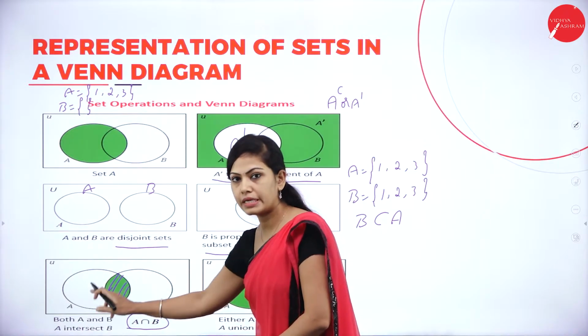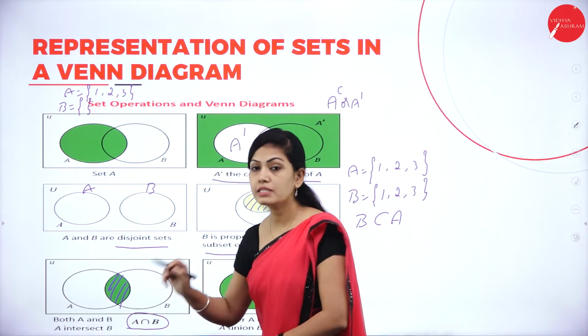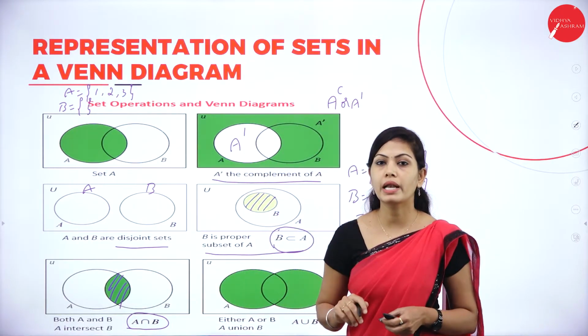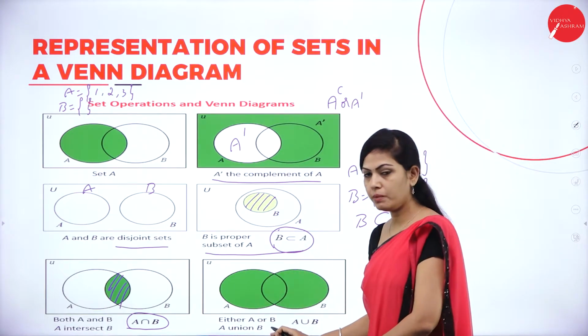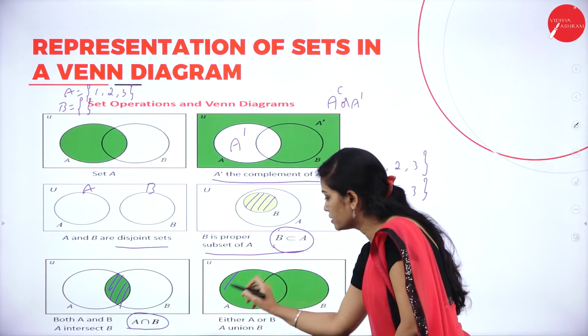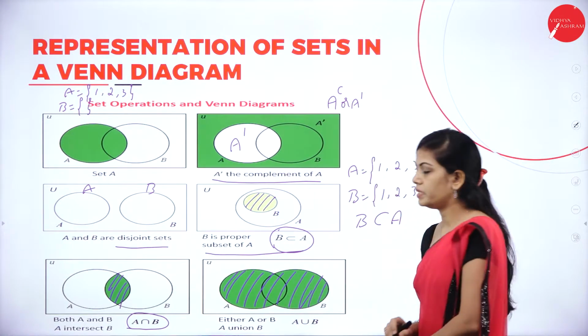Two sets, set A and set B. This is the universal set. So this area is called the A intersection B overlapping area. Now how will you write the Venn diagram for A union B? For A union B, I will shade the entire area. This is A union B.